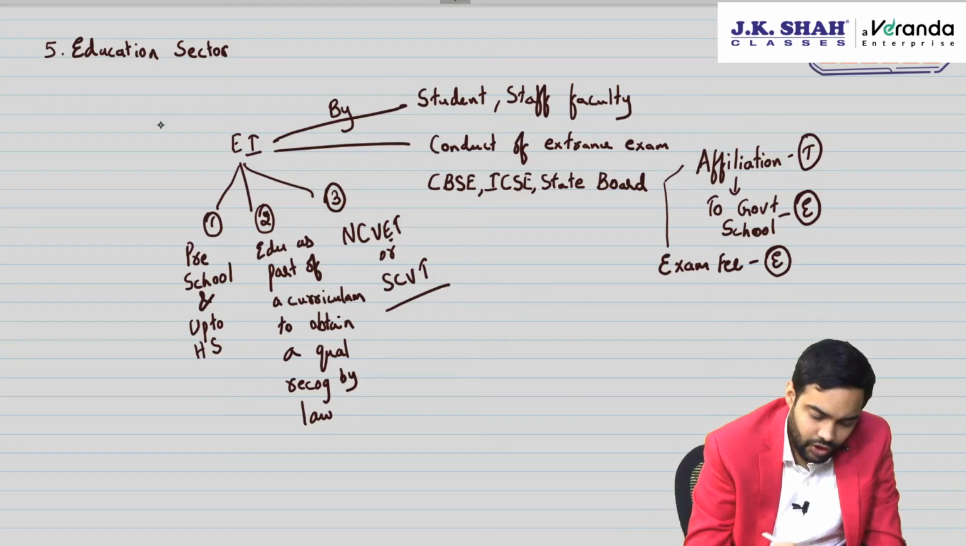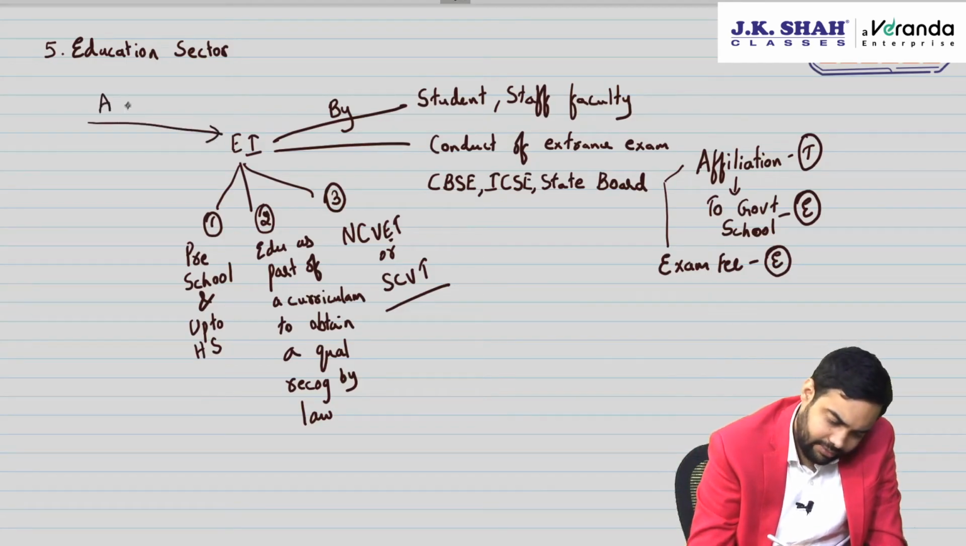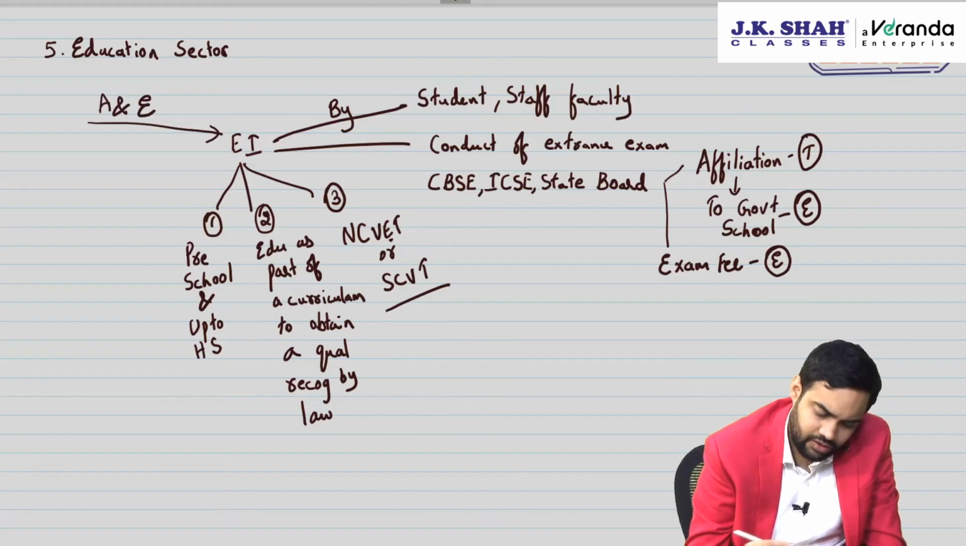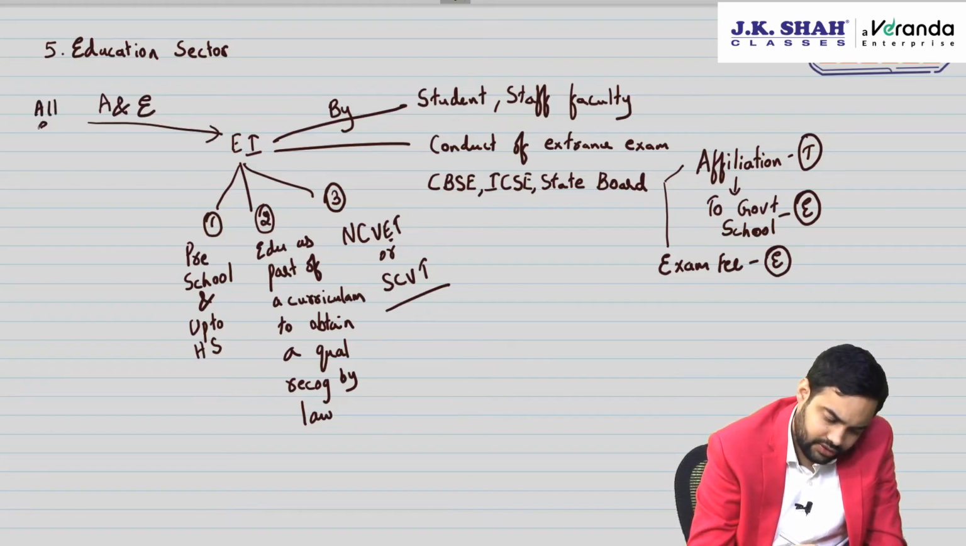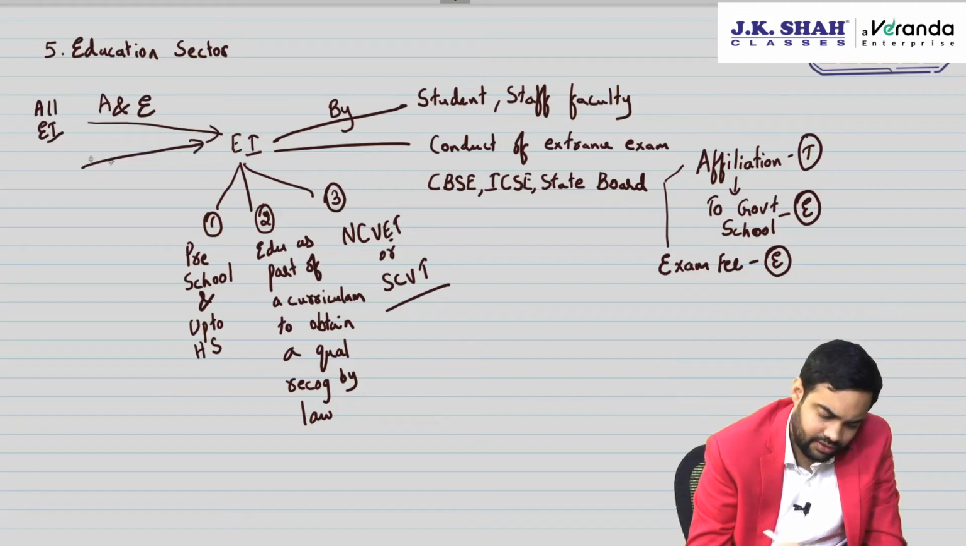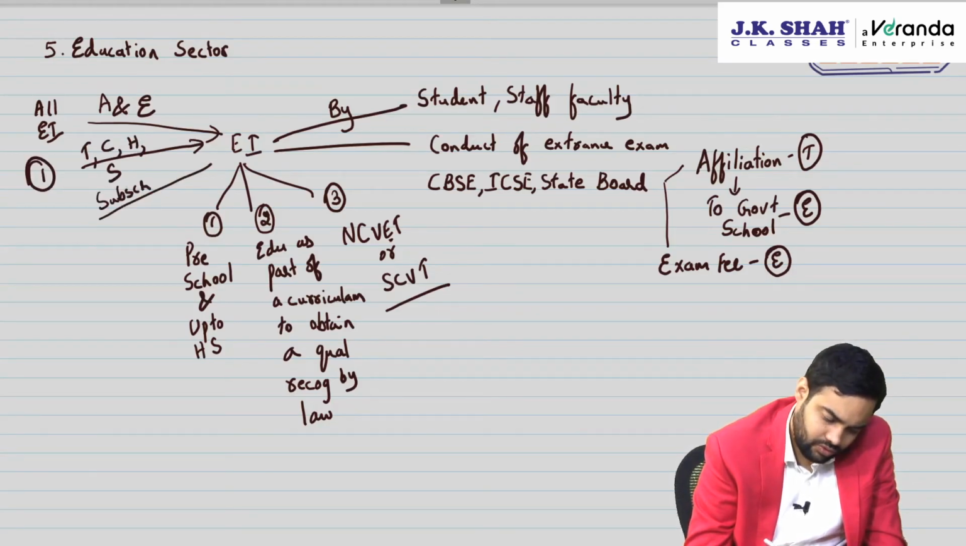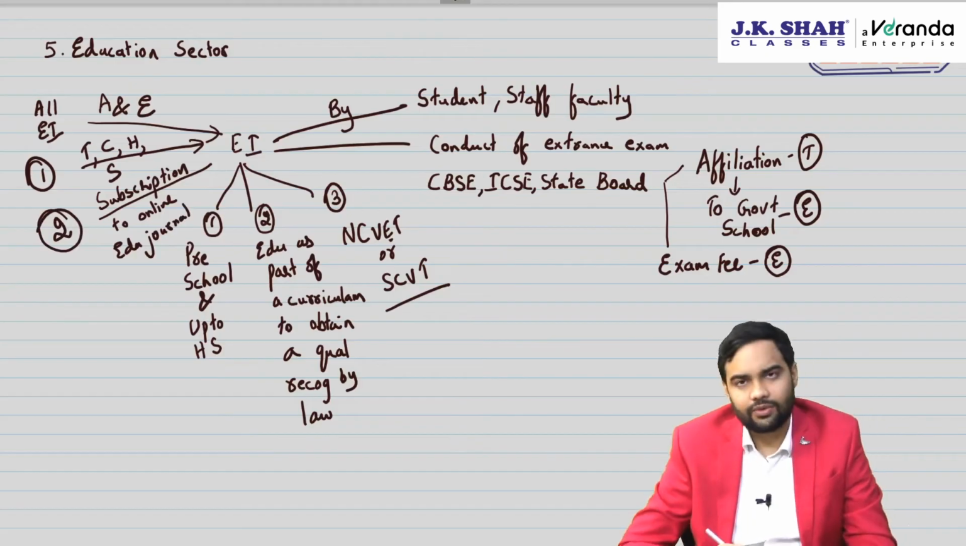Then on the purchase side, admission and examination, all education institutes get the exemption. Transportation, canteen, housekeeping, security, only for category 1 education institute. And subscription to online education journal, this is exempt only for category 2 education institute.